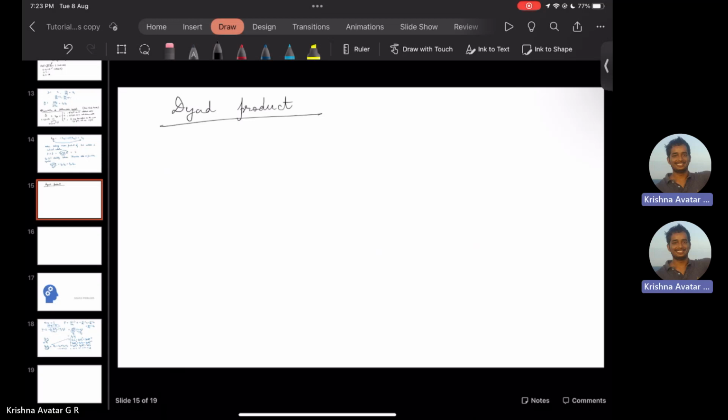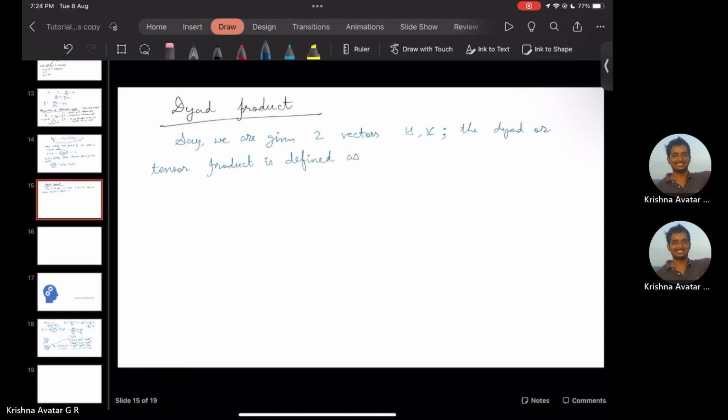So what we do is, the dyad product. Say we are given two vectors, u and v. The dyad or tensor product is defined, in direct notation, as follows.